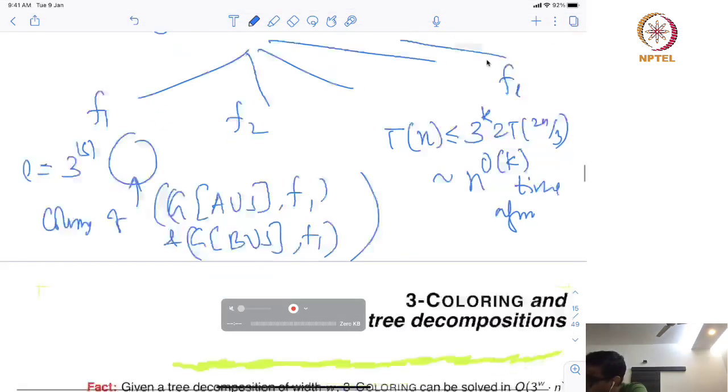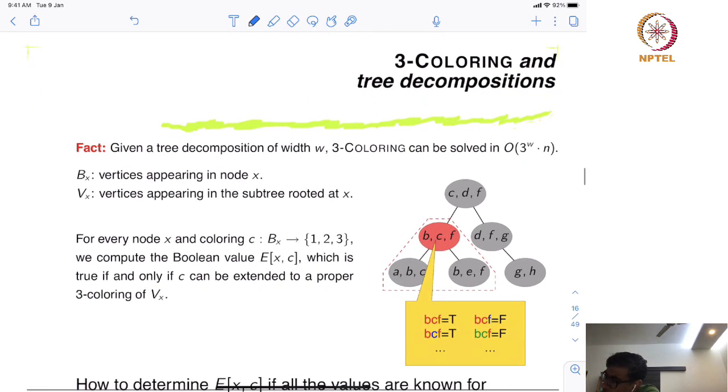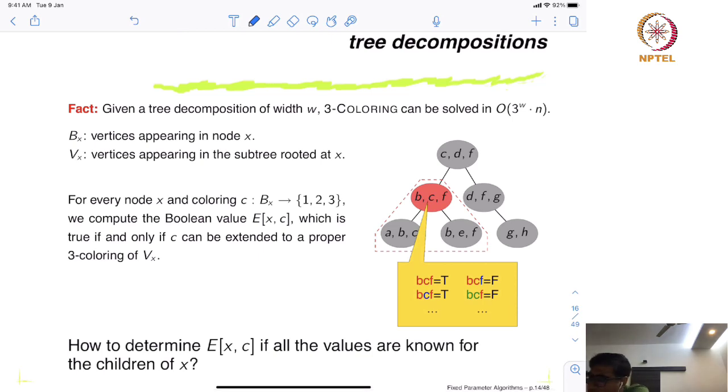With that in our mind, we'll see how to do this. Bx is the set of vertices appearing in node x as before, and capital Vx denotes the vertices appearing in the subtree rooted at x. For every node x and coloring C of Bx to 1, 2, 3, we compute the following Boolean variable, which is true if and only if C can be extended to a proper 3 coloring of the graph induced on V of x.